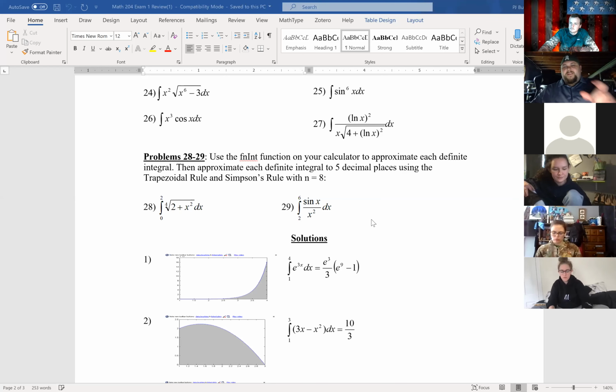The reason for that is, remember that the coefficients were 1, 4, 2, and then it repeats, and then it has to be 4, 1 at the end. If you had an odd number, those coefficients don't match up properly. Right. That one before the end isn't going to be 4. That makes sense.